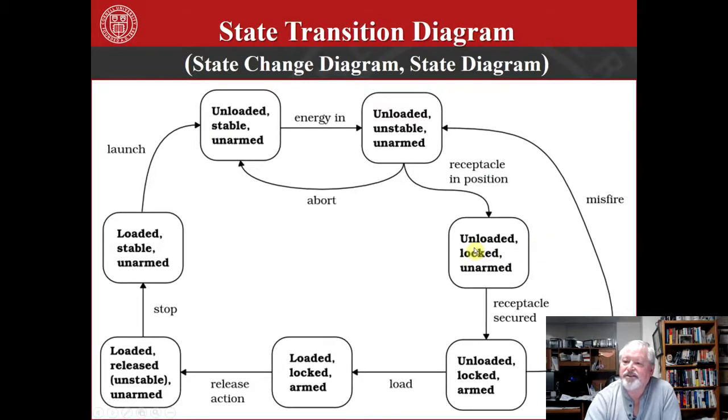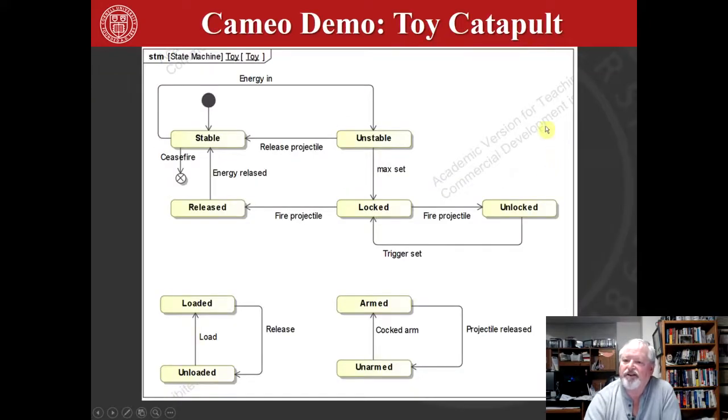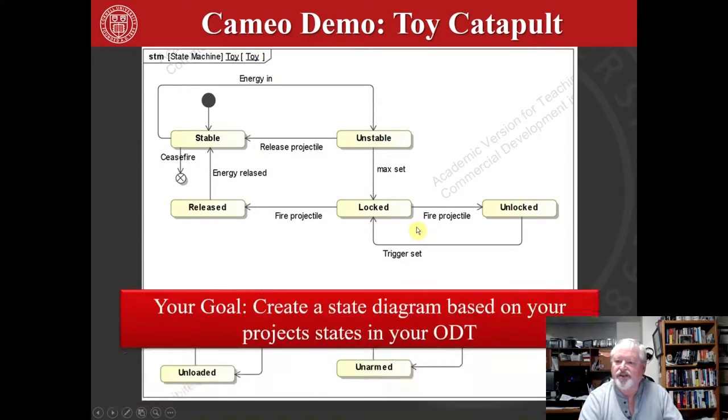Okay, so the state transition diagram here. Again, here's another more of a flow showing the different actions. This is something we're going to look at. So here's my version of that, where in Cameo we're going to create basically a similar type of flow here. So the goal for your project is to create this simple state machine diagram for your project.